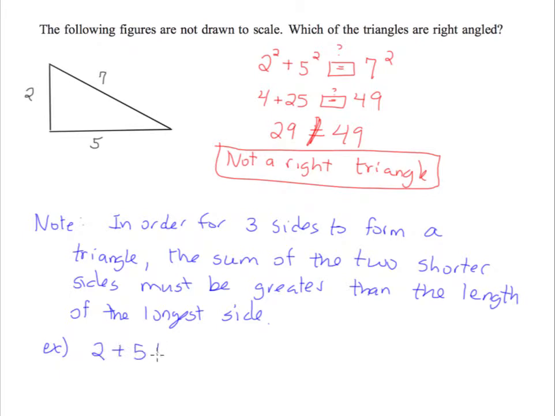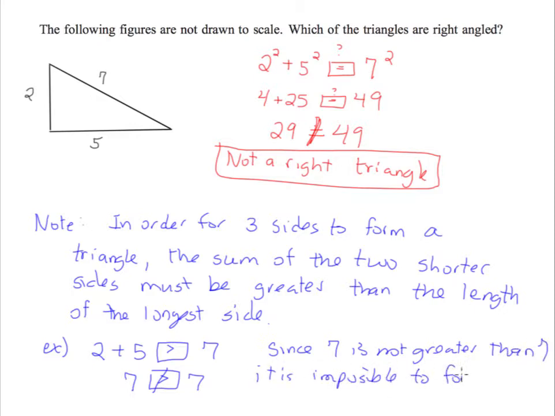Can a triangle be formed with side lengths 2, 5, and 7? Well, let's see. The 2 shorter sides are 2 and 5, so we add those together and get 7. And then the longer side is 7. Since 7 is equal to 7 and 7 is not greater than 7, I know that these three side lengths cannot form a triangle. So I could have used this method to prove that it is not a right triangle.